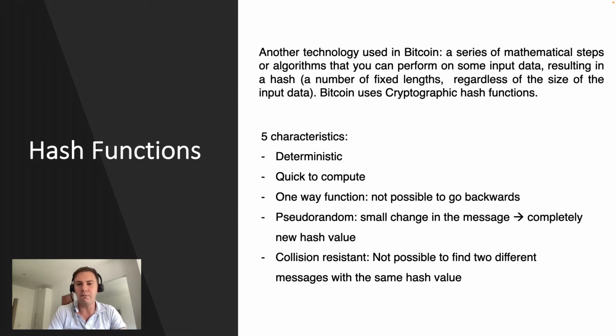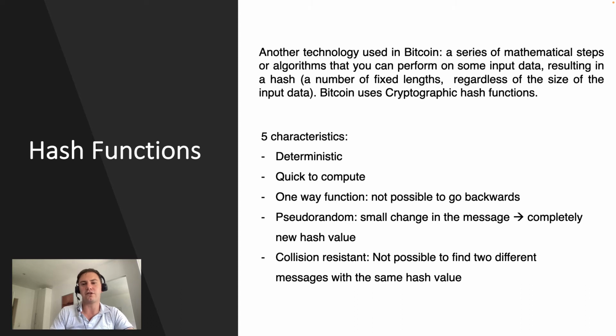Fourth is pseudo-random. A small change to a message should change the hash value so extensively that the new hash value appears uncorrelated with the old hash value. So if you change one letter or two letters from a sentence that you want to hash, you will have a very different result. Fifth, the last one, is collision resistance. It is not feasible to find two messages with the same hash value.